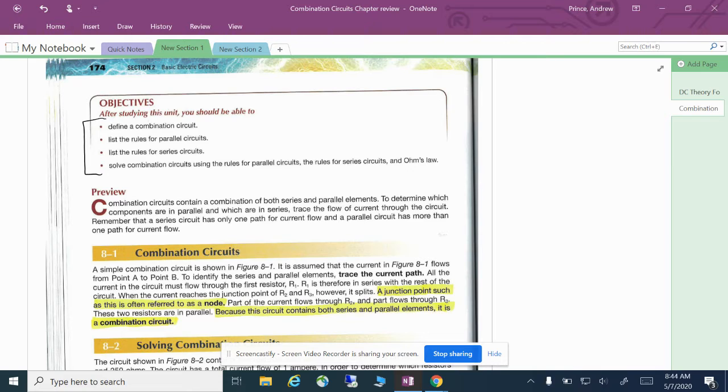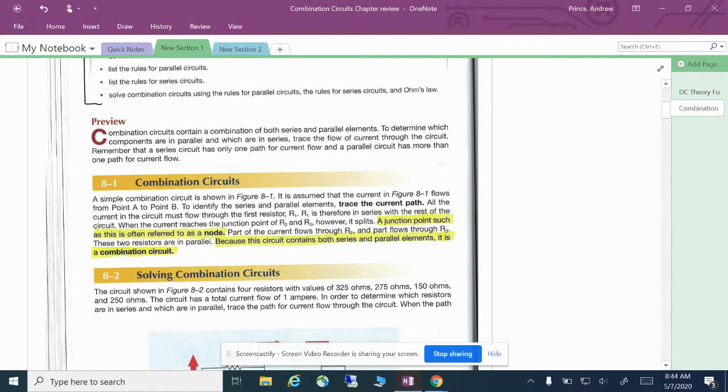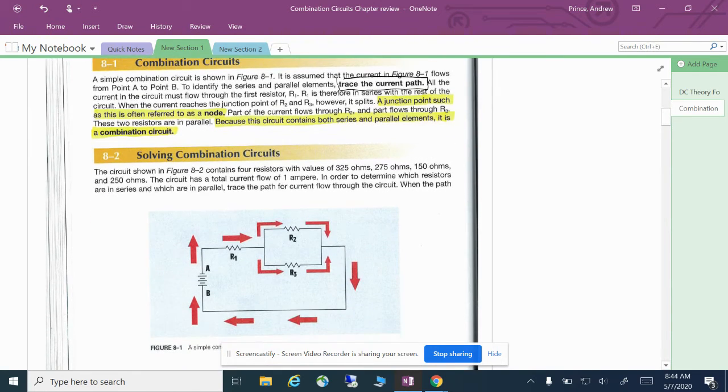The first part it talks about here in 8-1 is tracing the current path. As we look at some of these down here, like in this diagram, you can see that the current is going to come up, it's going to be constant through here, then it's going to separate and then meet back up on the back side, and then over here it's going to be the same all the way back as it was up top.